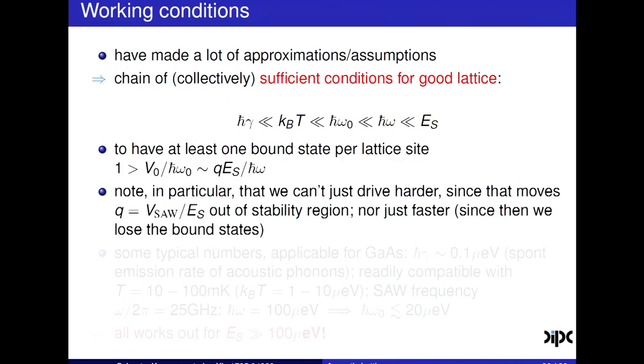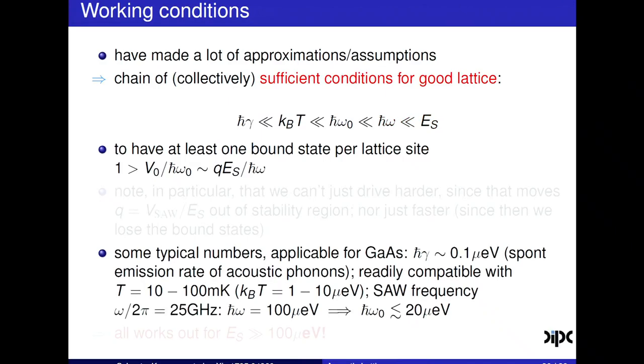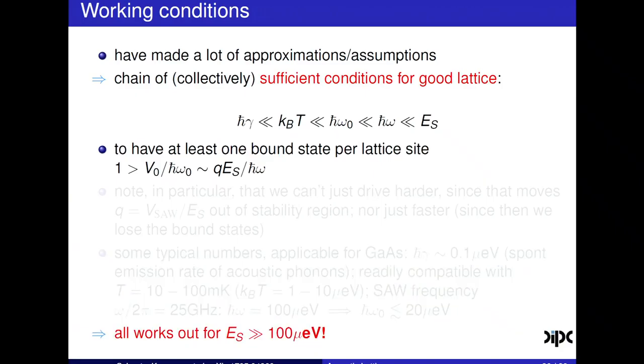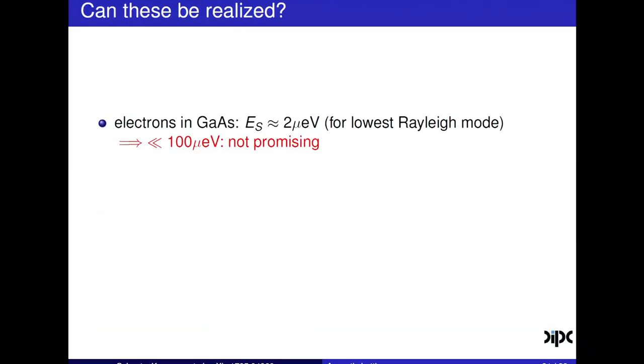I will not go through the numbers that I'm estimating here for a typical gallium arsenide system, just to say that all these inequalities can be nicely satisfied if we find a system in which this E_S is on the order of 100 micro eV. And now comes the first downer: in our favorite system of gallium arsenide, this is unrealistic. The speed of sound is too slow, the electrons are very light. For electrons in gallium arsenide, it will not work this way.